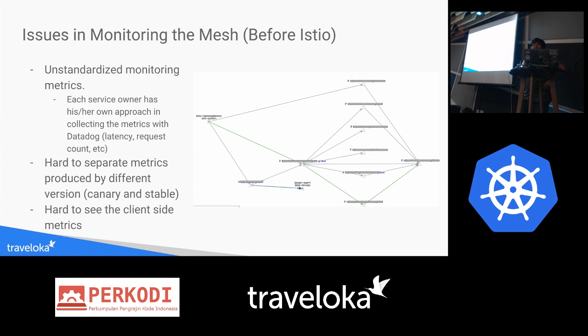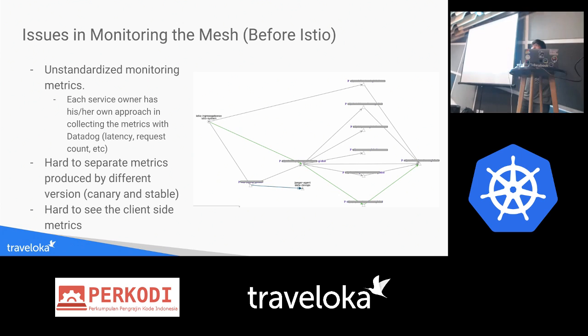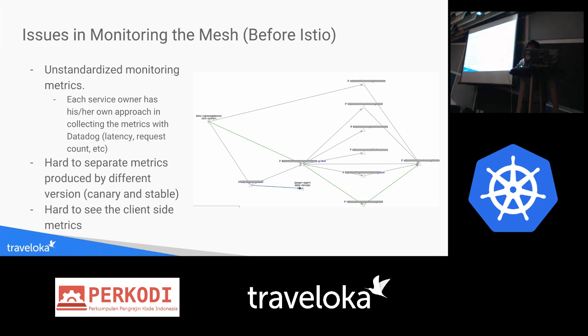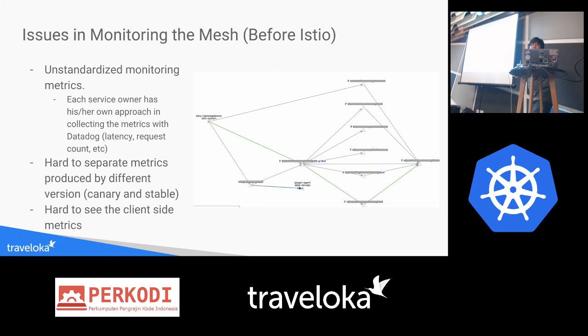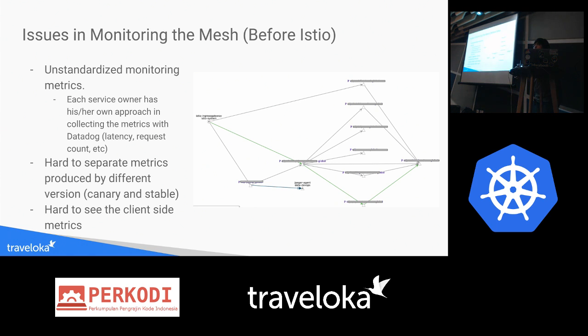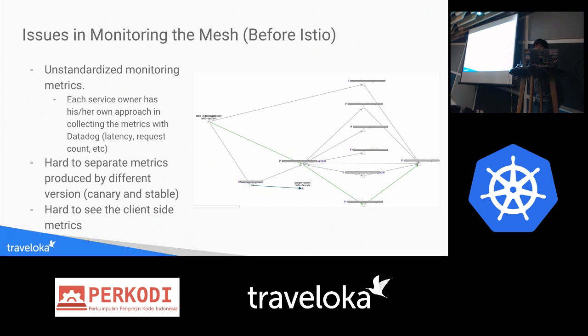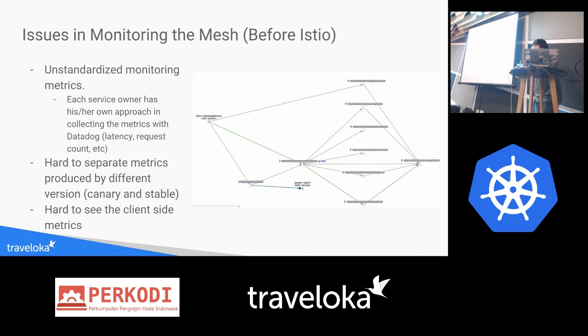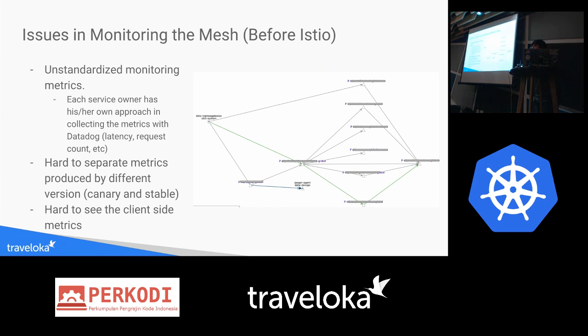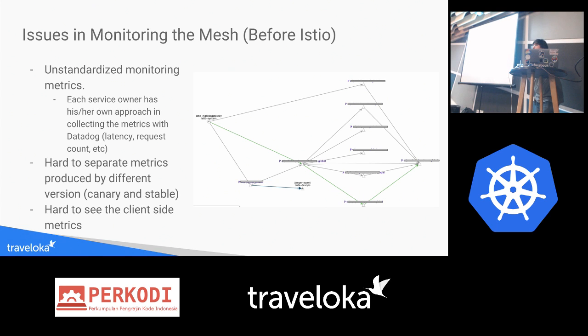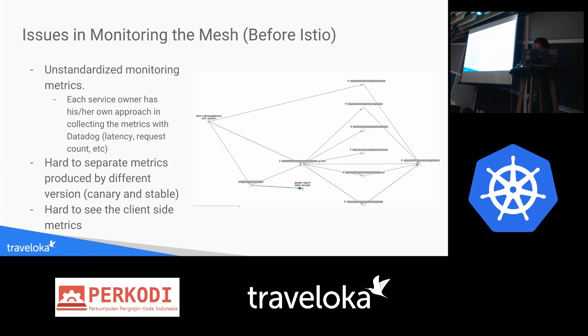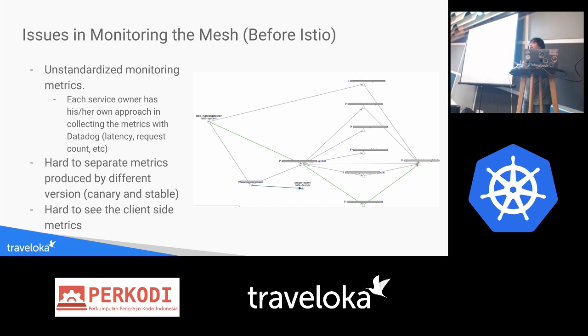And then this is the issue that we had in monitoring the service mesh before we used Istio. We have unstandardized monitoring. So as I said before, each service owner has their own approach to do some monitoring stuff. And then the next problem is it's hard to separate metrics produced by different versions. Like if we have a canary and we have the current version, we don't really see monitoring for every service. By using Istio, we can solve that problem. And then also the third problem that we have is that it's hard to see the client-side metrics.